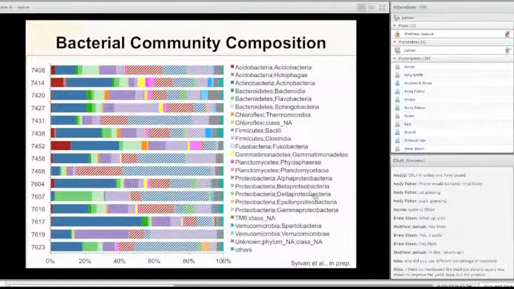Any OTUs, operational taxonomic units, that were detected in those samples were previously removed from the results that you see here. These numbers, depending on the sample, range from just one sample that had about 700 or 800 sequences up to about 10,000 sequences per sample.